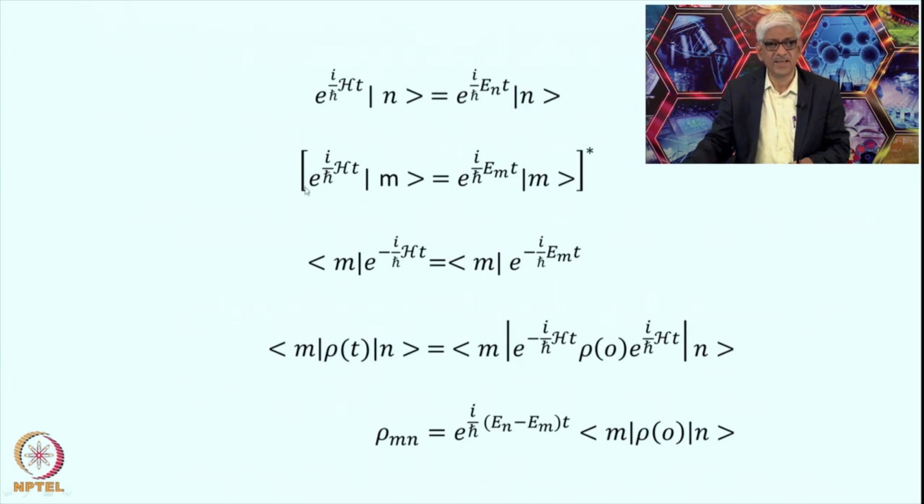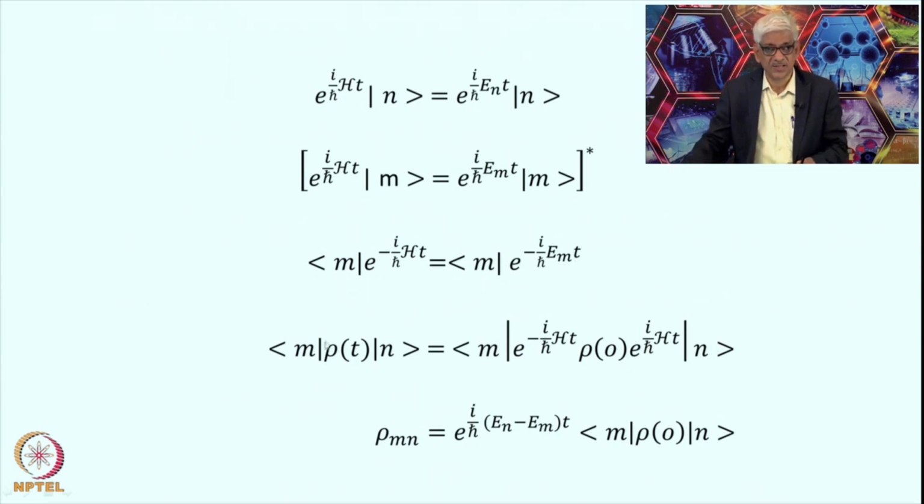Now if I take the complex conjugate of this, on the left hand side, instead of the ket I get the bra, and this one will now get the minus sign, e to the minus i over h cross Ht. Essentially this will be operating on the left here, and that is equal to bra m, and you take the complex conjugate here. So this is e to the minus i over h cross Em t.